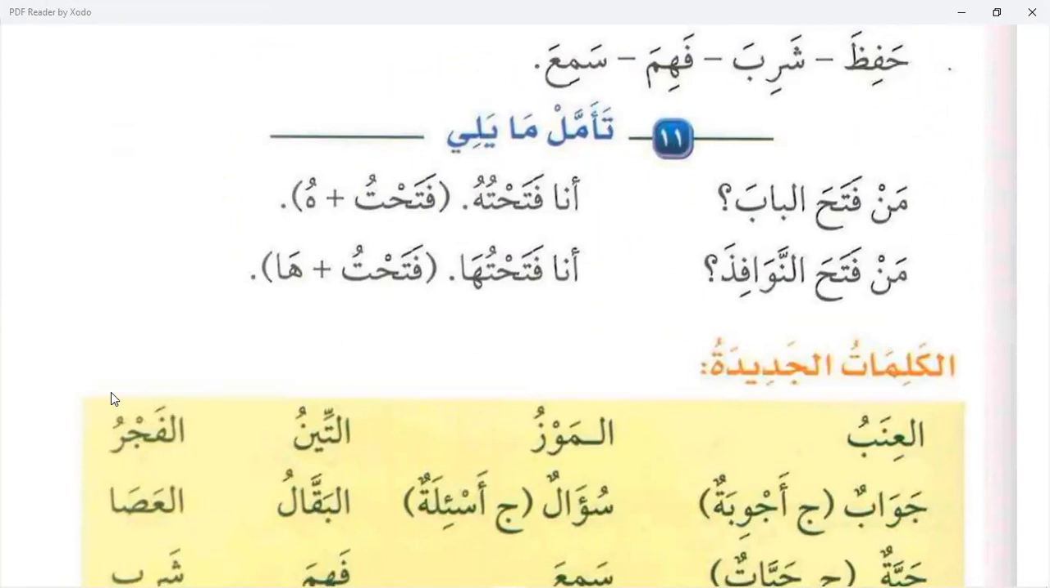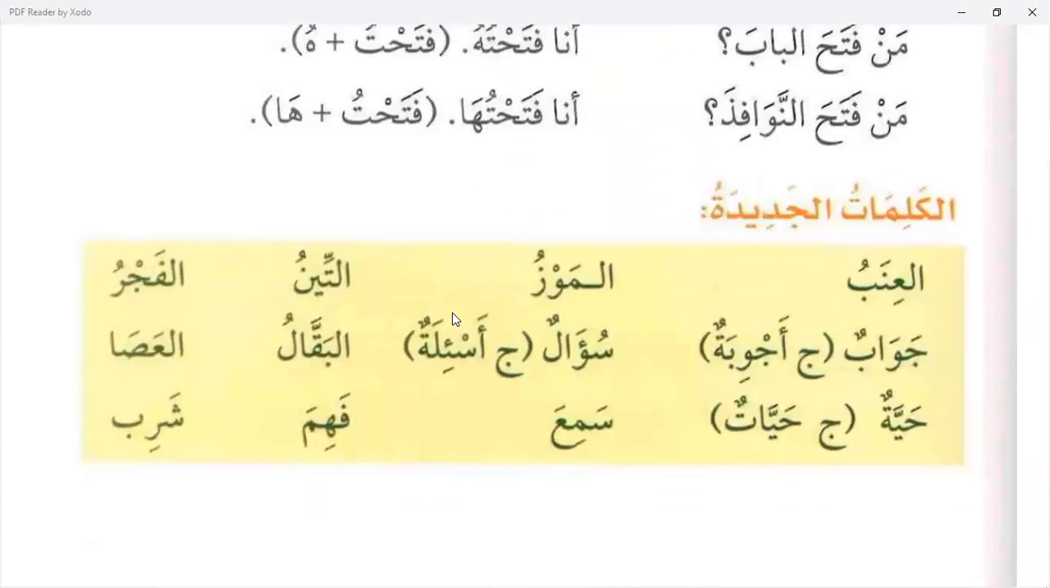Man fataha al-baba. Ana fatahtuhu. Man fataha al-nawafiza. Ana fatahtuha. What are they telling you here? They tell us about pronoun, yes. Pronoun. Who is the pronoun for feminine word? Ha is the pronoun.